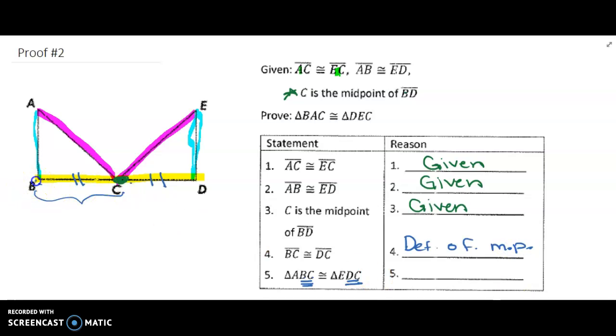Okay, and once again, the reason BC is corresponding parts, BC and DC, it's because BC goes in that order, DC has to go in that order too. And then triangle ABC is congruent to triangle EDC. Well, if we look here, we have all three sides, so that would be the side congruency theorem.